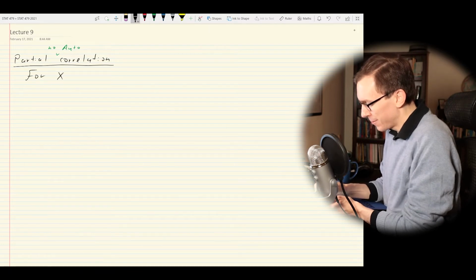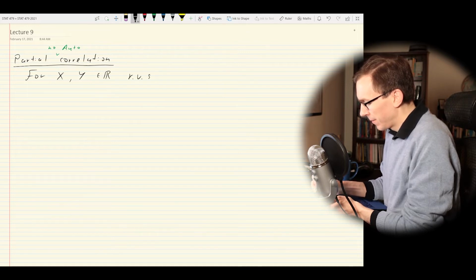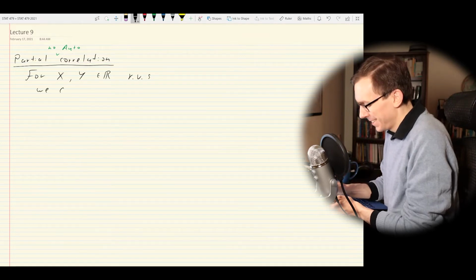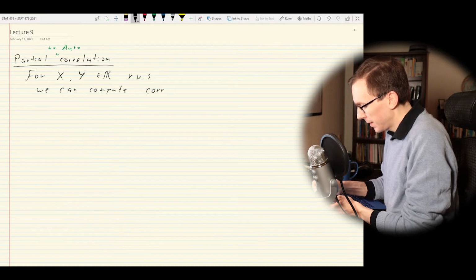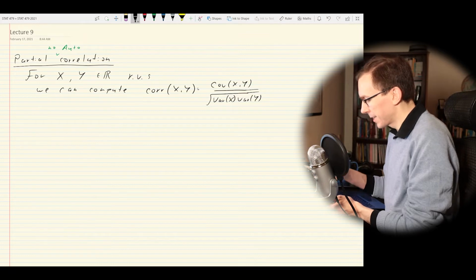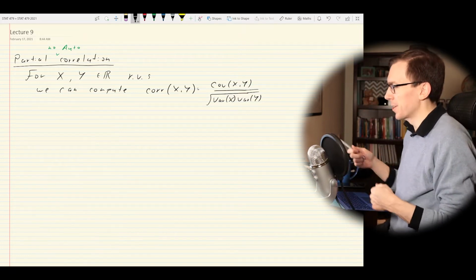So what we can say is that for X and Y, let's say real random variables, well, we can compute the correlation, right? We can compute the correlation between X and Y, which is just the covariance between X and Y, but normalized by the square root of the product of the variances. Though the denominator is not super important, the main thing we're interested in is the covariance bit. The denominator's there just to normalize it.